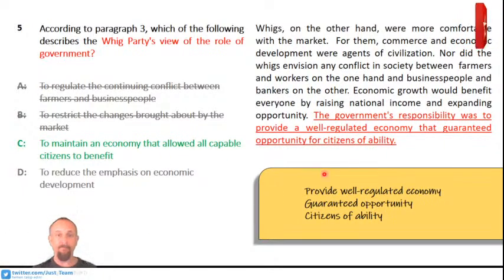Well, capable citizens of ability. If you're capable, we call that able, can do something. Capable, I think maybe comes from Latin, capare, meaning to take. If you're able to take the benefit, maybe. If we broke that word down into its parts, citizen benefit, it looks good. It really does look good. To regulate, to maintain an economy, regulated economy, they do match.